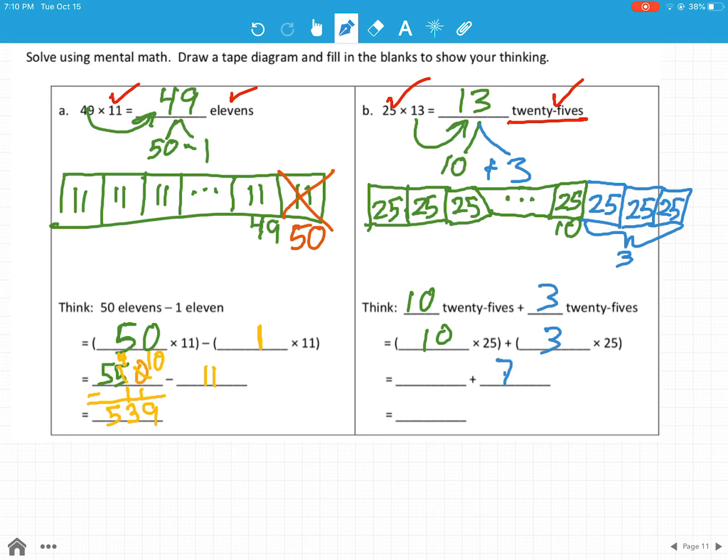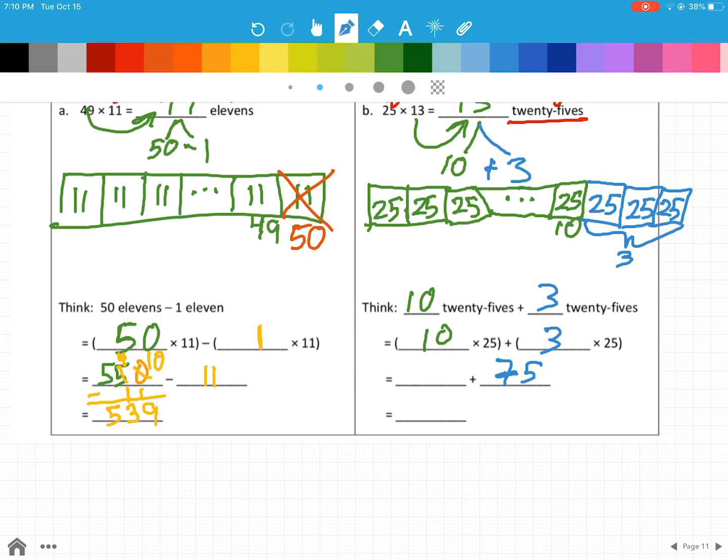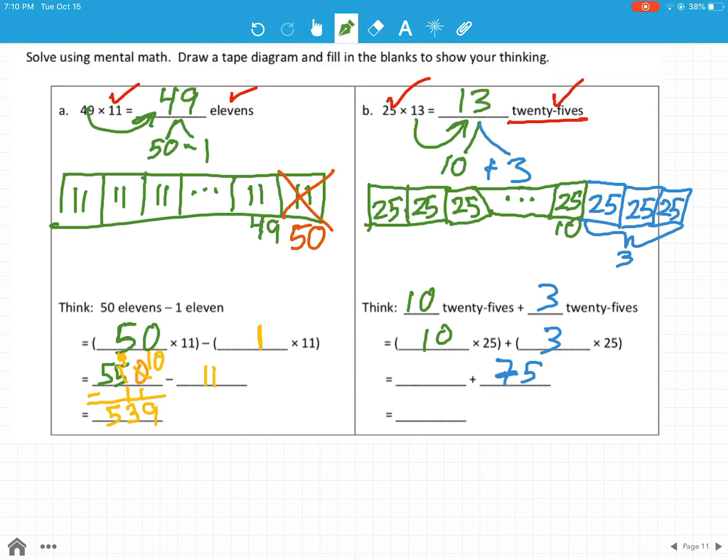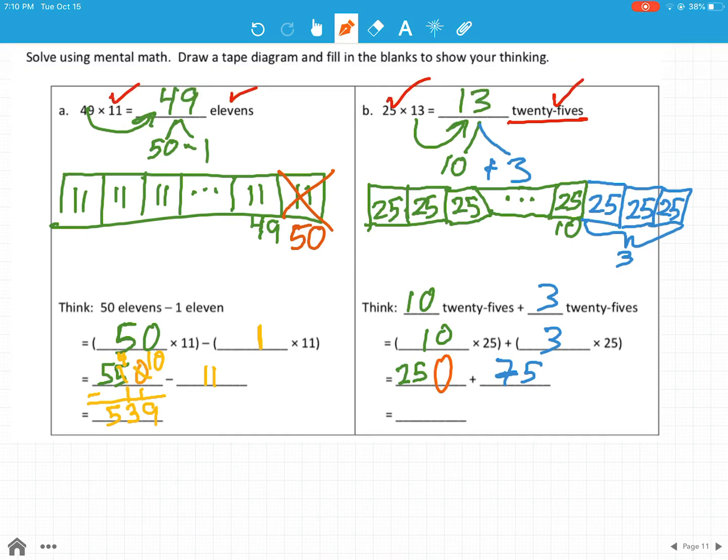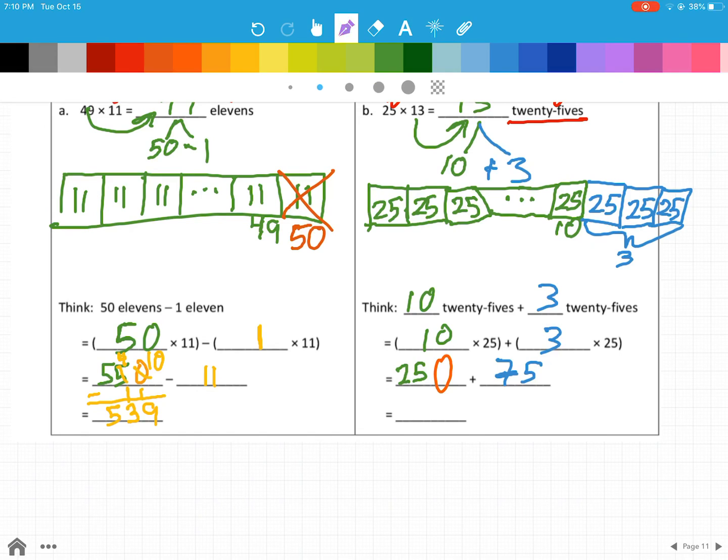3 times 25, hopefully you know it's 75. How do I know that? 3/4. And 25 times 10: 25 times 1 is 25, and then I have a 0 to add. Okay, now it's addition, and my addition will make it 325. Somebody might be saying, oh, how did he get that? 250 plus 75.